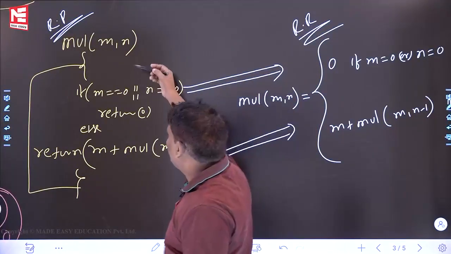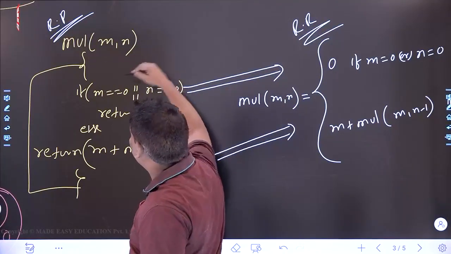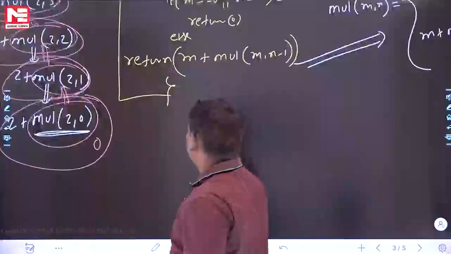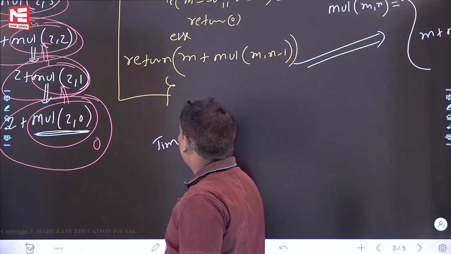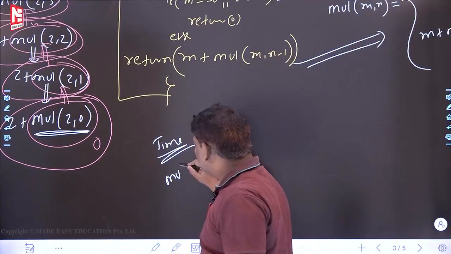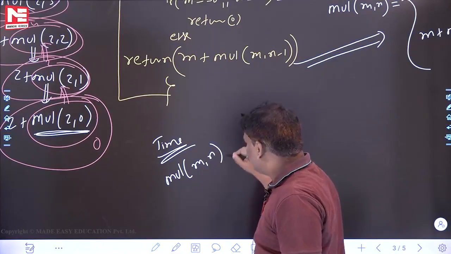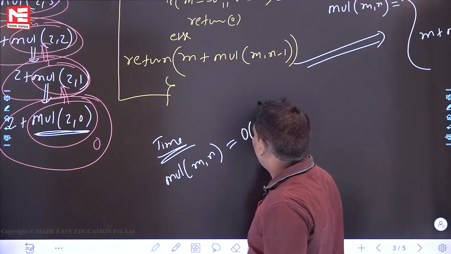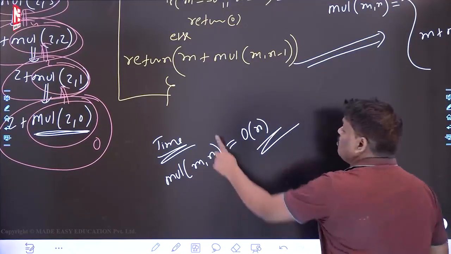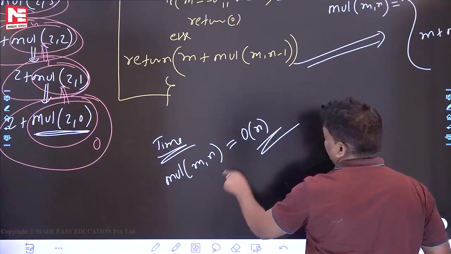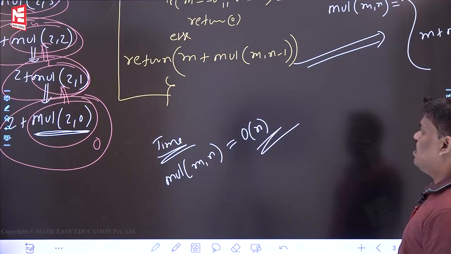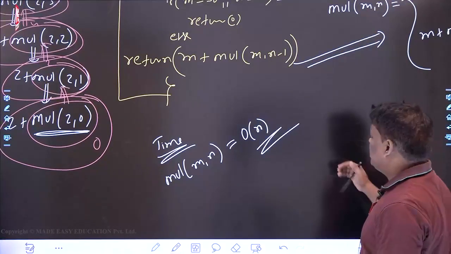Can you help in this program? What is the answer? Adding m, n times you are doing. So time complexity means how many times? Time complexity of multiplication of m comma n: for this logic, what is the answer? Big O of n. How many times? N times. Time complexity of multiplication of m comma n is Big O of n. Please be careful. That is the time complexity.